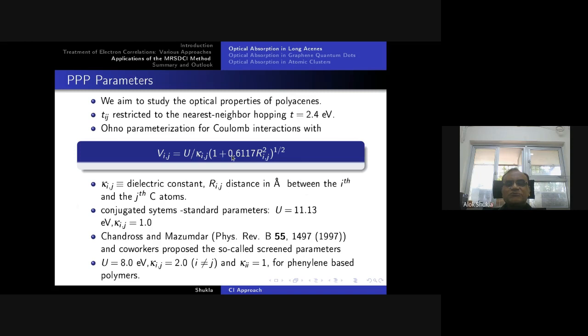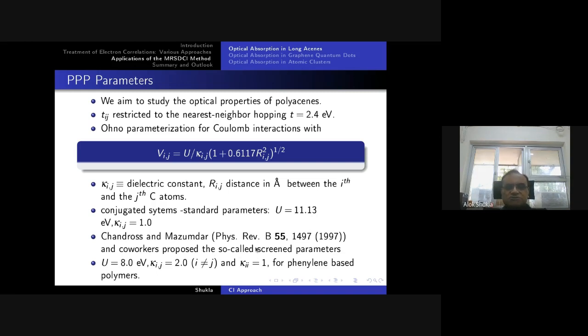Okay, so we have been using the so-called Ohno approximation, where Rij is the distance between two sites i and j in angstrom units, and 0.6117 is a determined parameter. And to take into account the screening effects, we also have a dielectric constant, which is there only for the long range part when i is not equal to j. Okay, and the standard parameters which have been in use for a long time correspond to T equal to 2.4 eV for carbon based pi electrons. Okay, U equal to 11.13 eV, and Professor Ramasesha, who will be giving a talk later on, has been using slightly different parameters, 11.26.